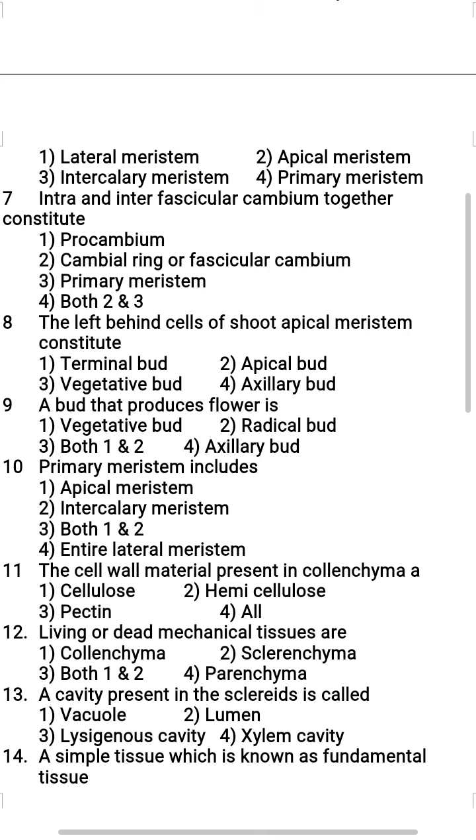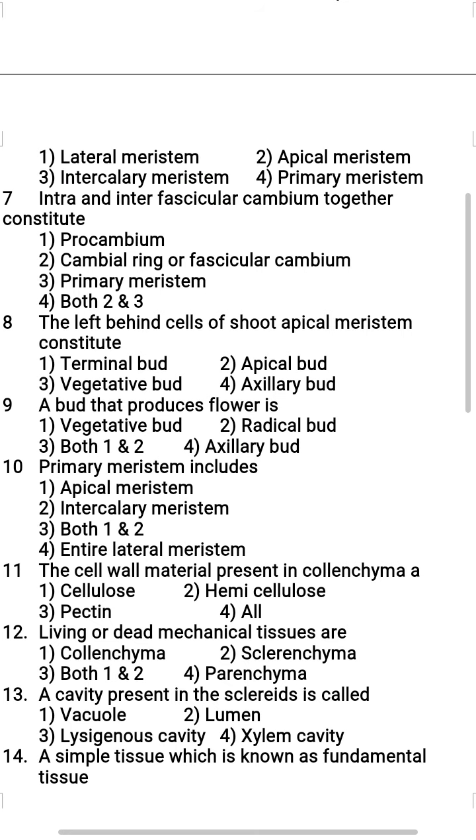Then let me take an opportunity to say about apical meristems. Apical meristems include both shoot apical meristem and root apical meristem, and as well as intercalary meristems. Together they constitute primary meristems, which are meant for primary growth of the plant body to form primary plant parts. Got it? To form primary plant body, primary meristem is most essential. Hope you understood explanation for this question. Then let's move to 11th question.